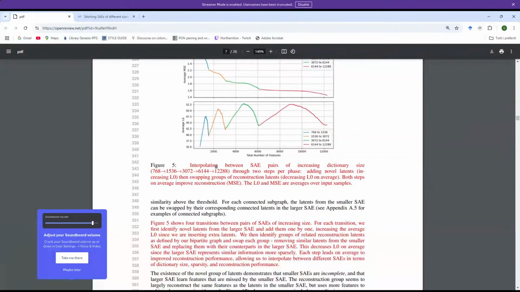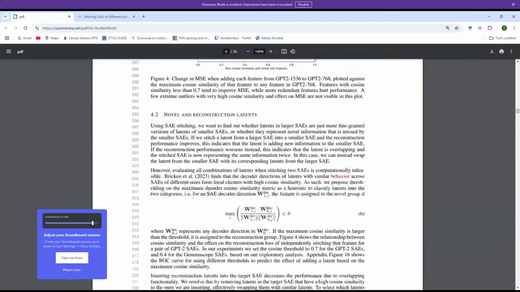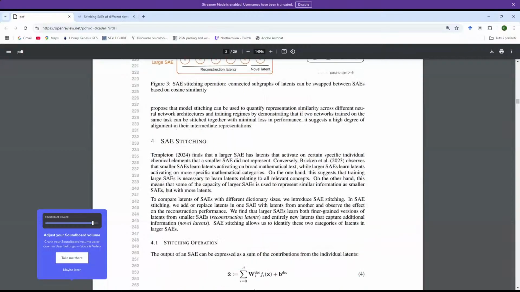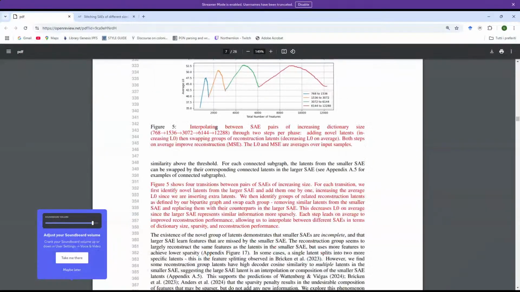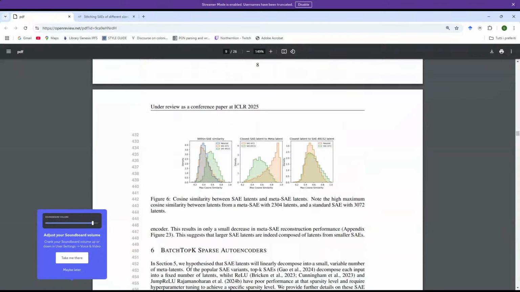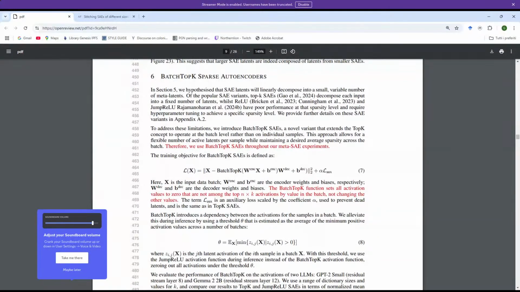Does anyone have any other questions or comments about the stitching part? If not, then the last section was on batch top K.